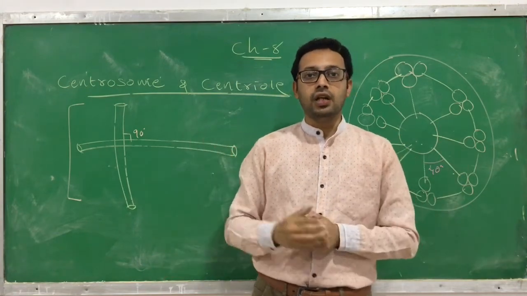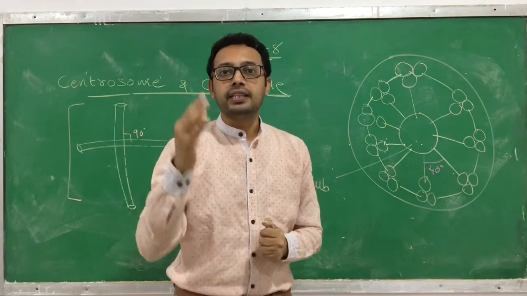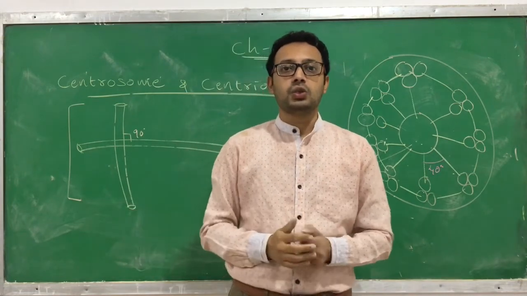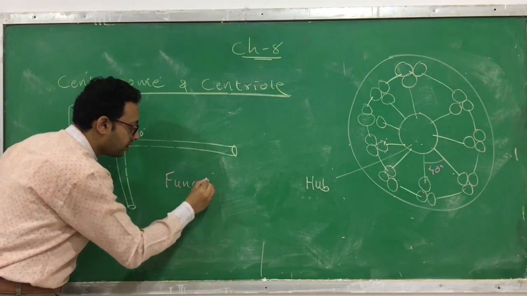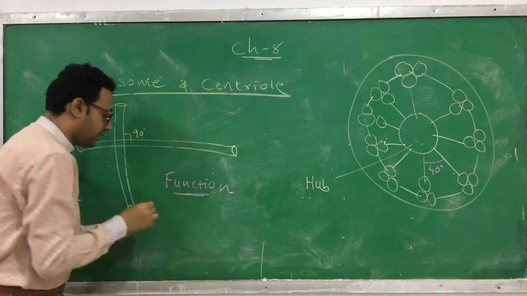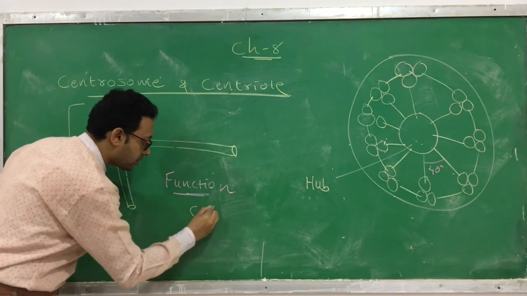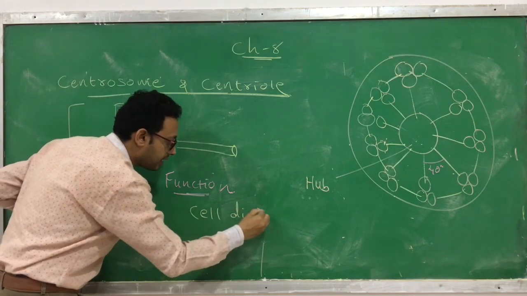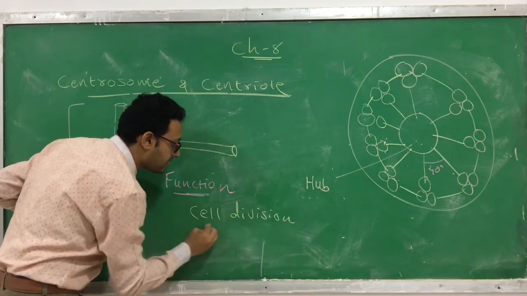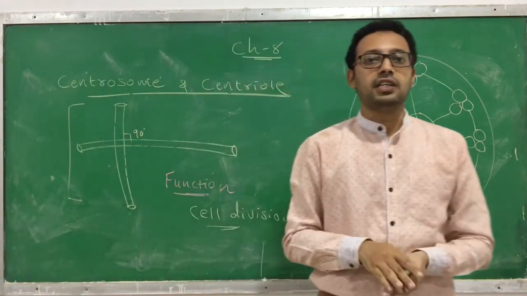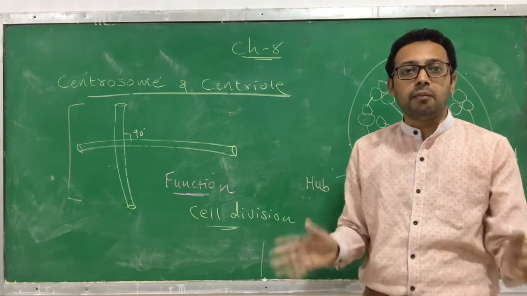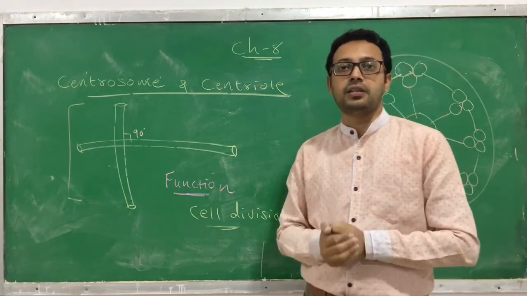And this centriole has an important role in the cell division process. So what is the function of this centriole? The function of this centriole is that it is involved in cell division. Cell division means it divides a cell, and by division new cells are produced. So this is the function of the centriole. So that's all about the structure and function of the centriole.